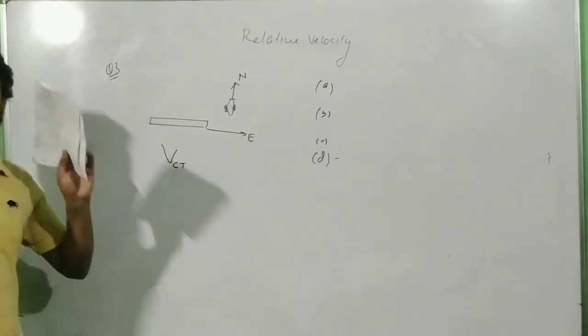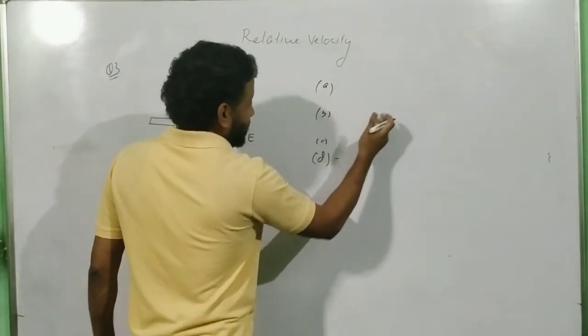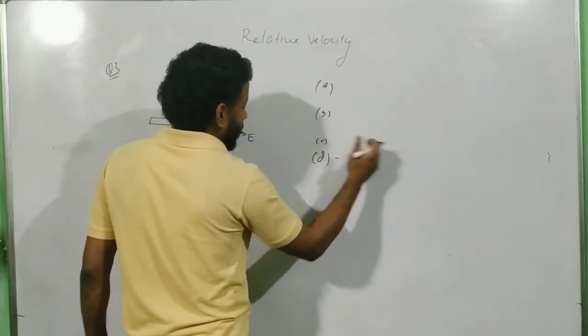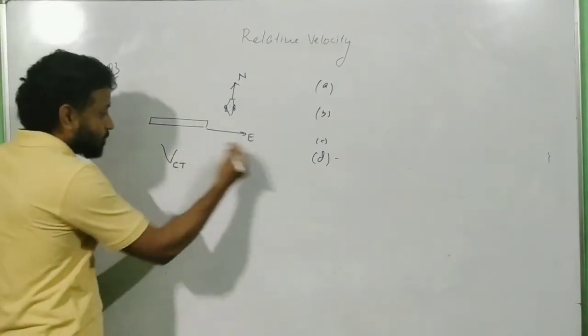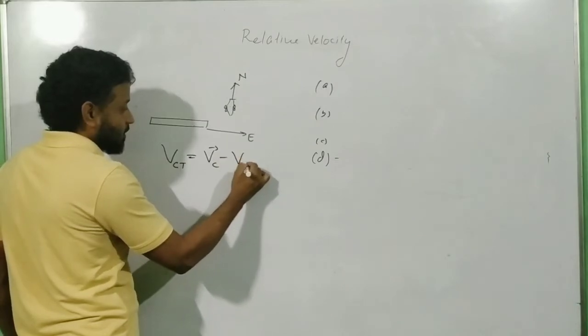And you have to just find the direction, and hence the options: south-east, north-east, south-west, north-west. Okay, these are the 4 options given to you. But we have to prove that one of them is correct. So we will start. So velocity of the car minus velocity of the train.